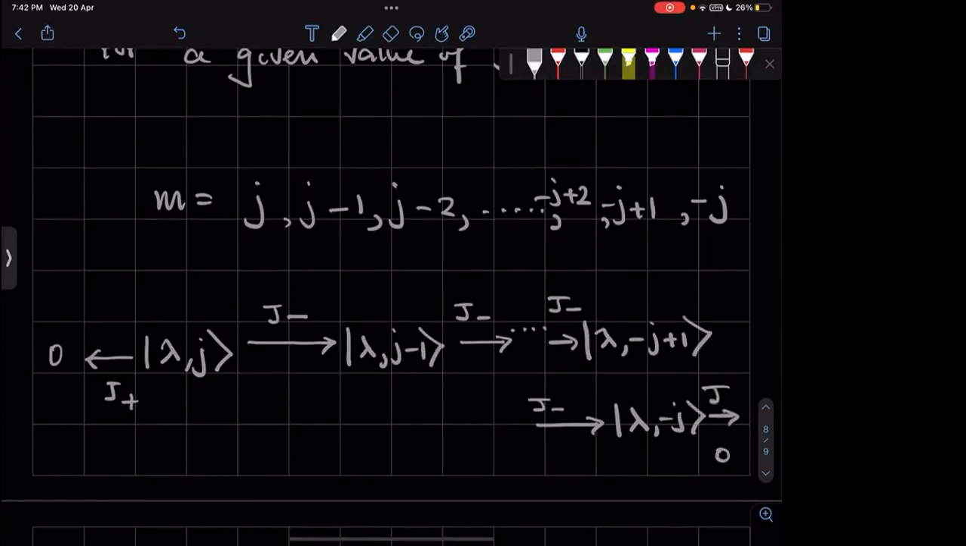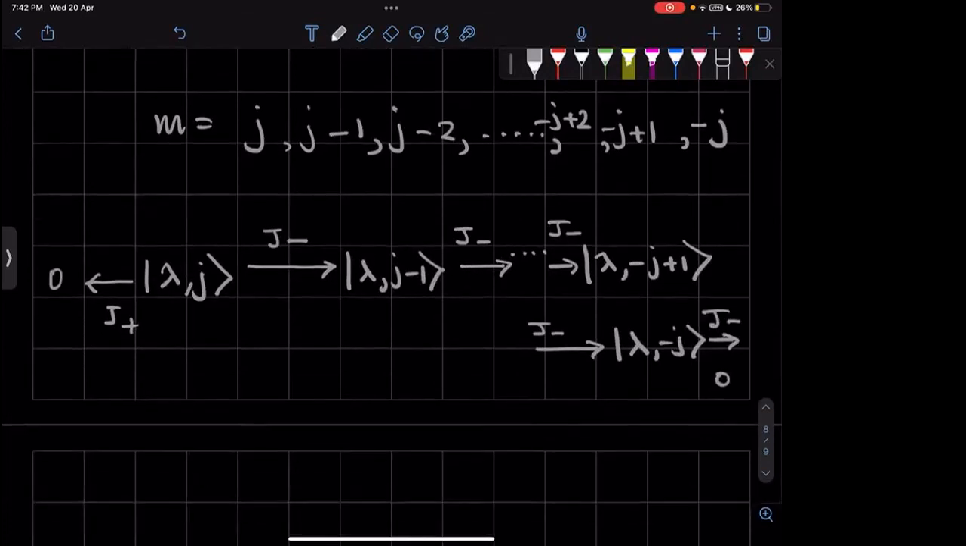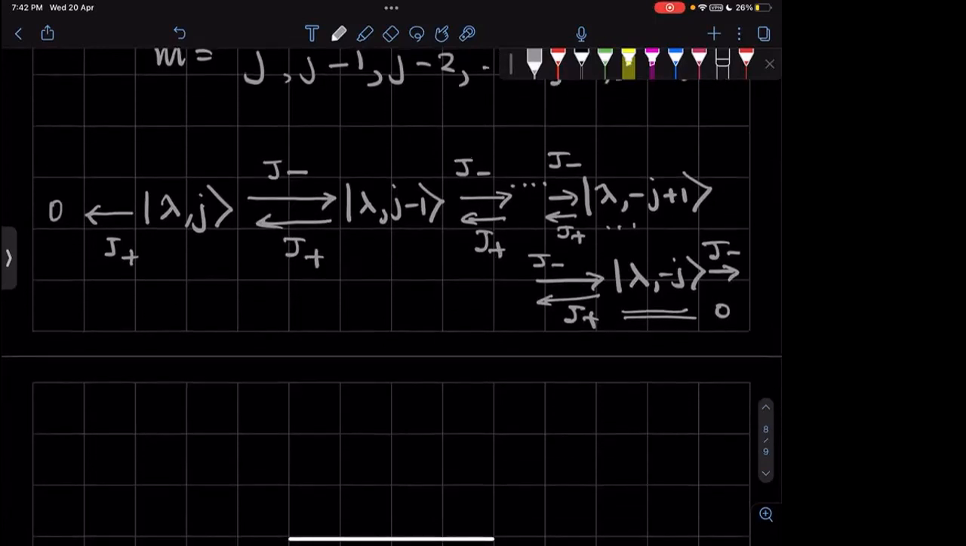Okay. Now, if I take this lowest weight state and apply J plus to it, then I get to this one, so J plus takes me this way. So this is basically the ladder we had before, but we now have the explicit value of m in terms of j. Okay.